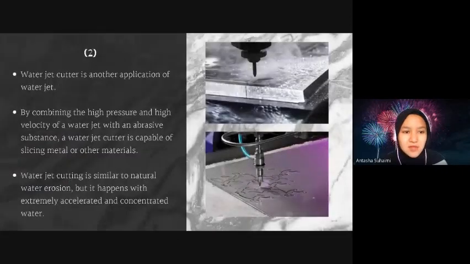Okay, the second one is the water jet cutter. Water jet cutter is another application of water jet. By combining the high pressure and the high velocity of water jet with an abrasive substance, the water jet cutter is capable of slicing metal or other materials. And then water jet cutting is similar to natural water erosion, but it happens with extremely accelerated and concentrated water.